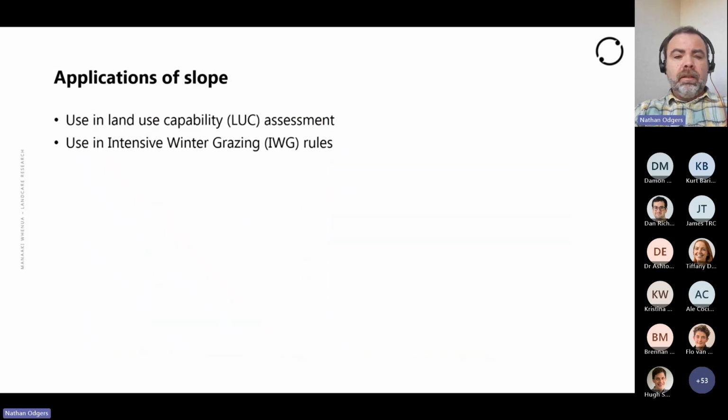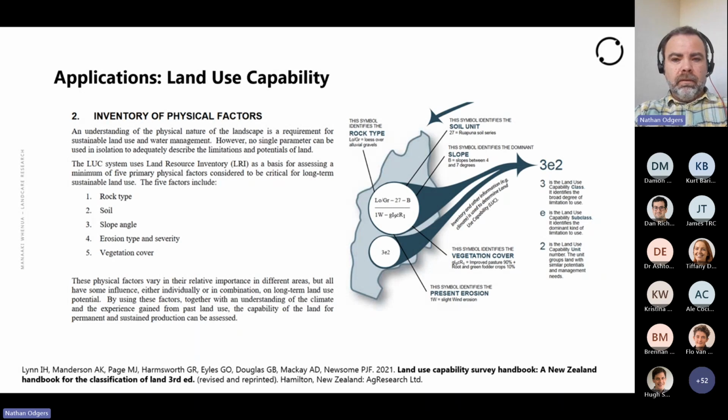In terms of applications of slope, a couple of big ones at the moment. Slope is embedded in the idea of land use capability assessment, and it's also part of the intensive winter grazing rule. So we'll touch on these in a bit more detail now.